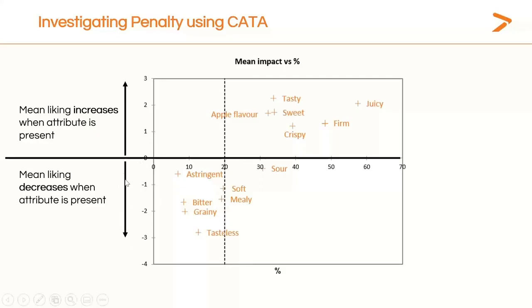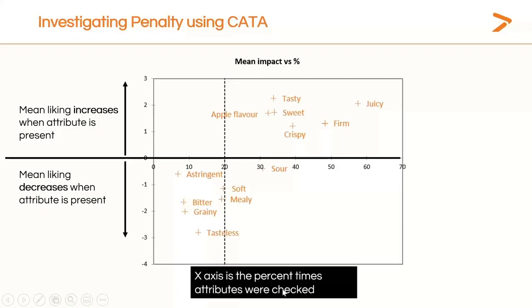This means that mean liking decreases when the attribute is present. So these attributes should be avoided in our apples because they generate a drop in mean liking when they're present. Now, what does the x-axis mean? This is the percent of times attributes were checked. So even though in this part of the chart these attributes generate a drop in mean liking, they weren't checked very often. So they're not quite often present in the different tested products.